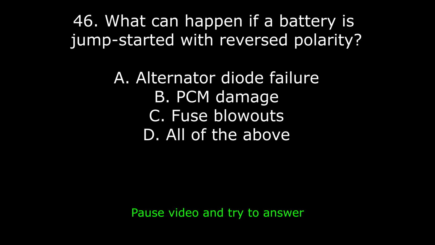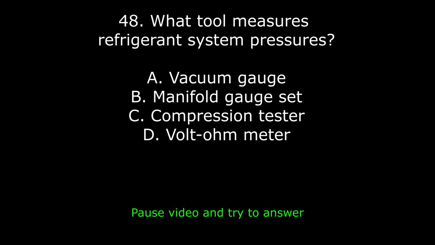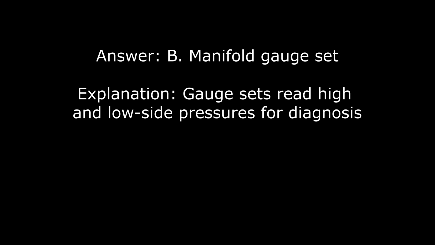48. What tool measures refrigerant system pressures? A. Vacuum gauge. B. Manifold gauge set. C. Compression tester. D. Volt-ohm meter. Answer: B. Manifold gauge set. Explanation: gauge sets read high and low side pressures for diagnosis.